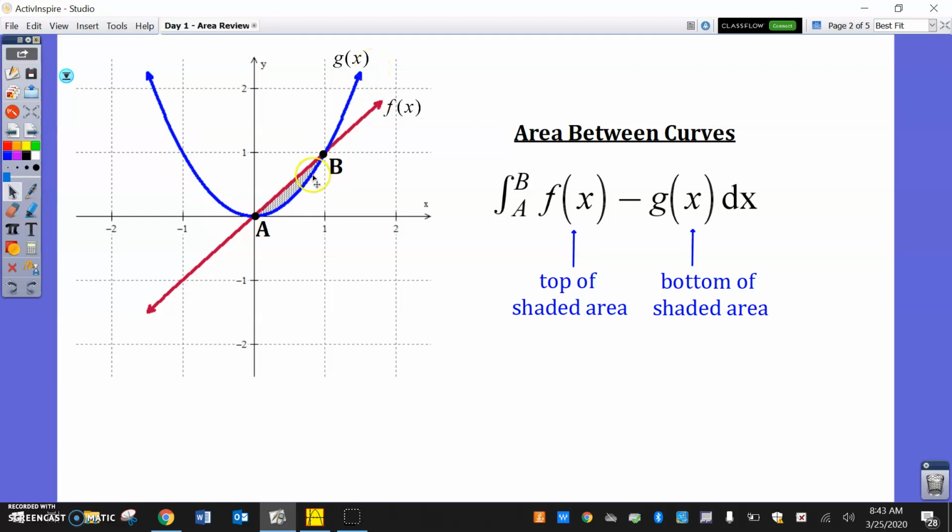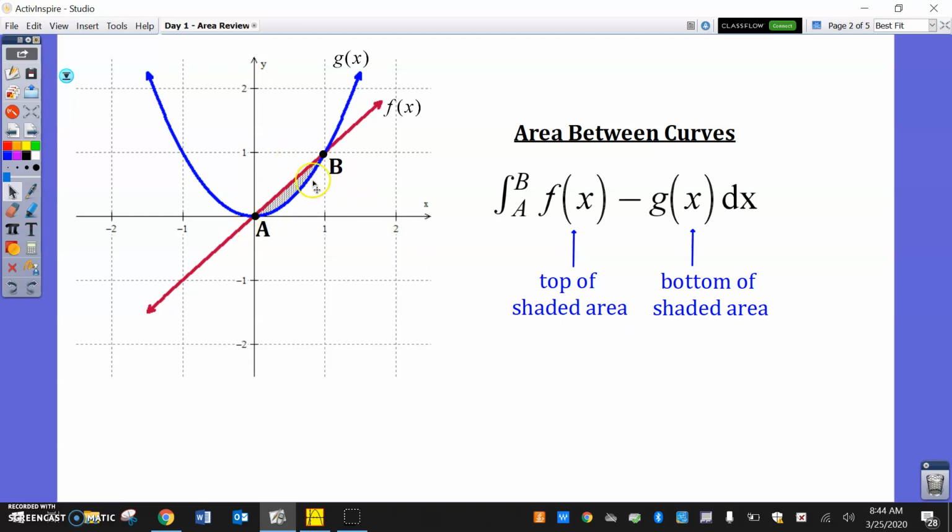To find the area between them, which is just this little shaded part, the area of the section between the two graphs, you're just going to set up your integral from a to b. A and b are the x values of where the two graphs intersect. In this case, a would be 0, b would be 1. And then we would do f of x minus g of x. It's always the equation of the top of the shaded area minus the equation of the bottom.